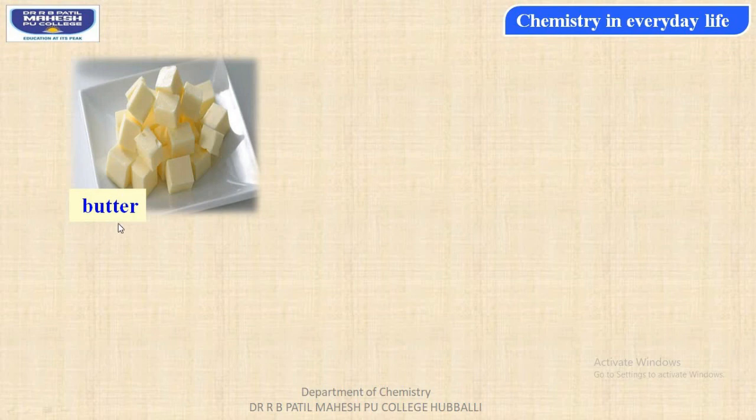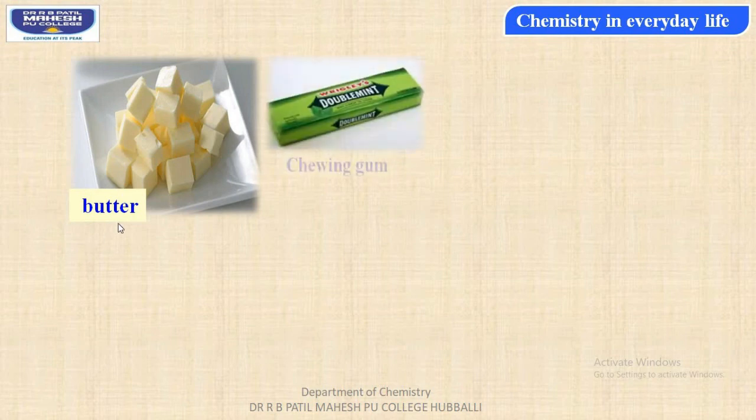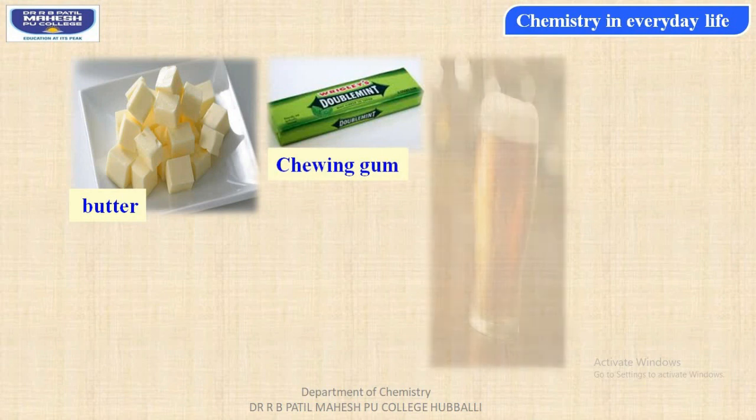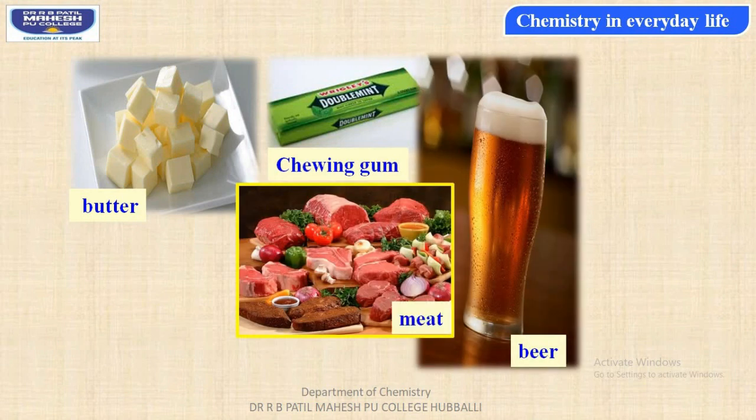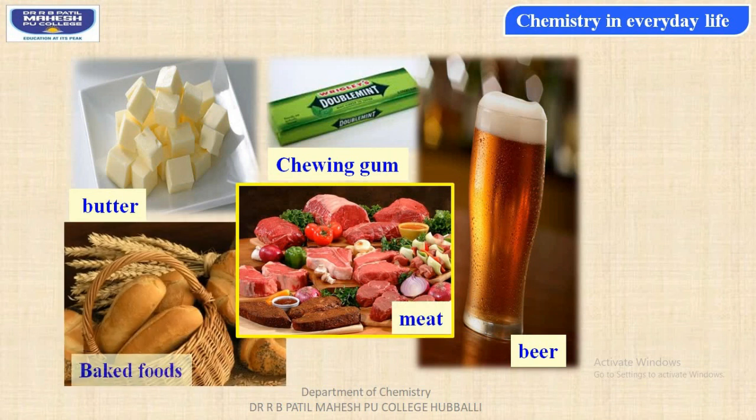Now students, let us see some of the food items which contain antioxidants. The first food item is butter, second chewing gum, third beer, baked foods and meat. So all these items contain antioxidants.